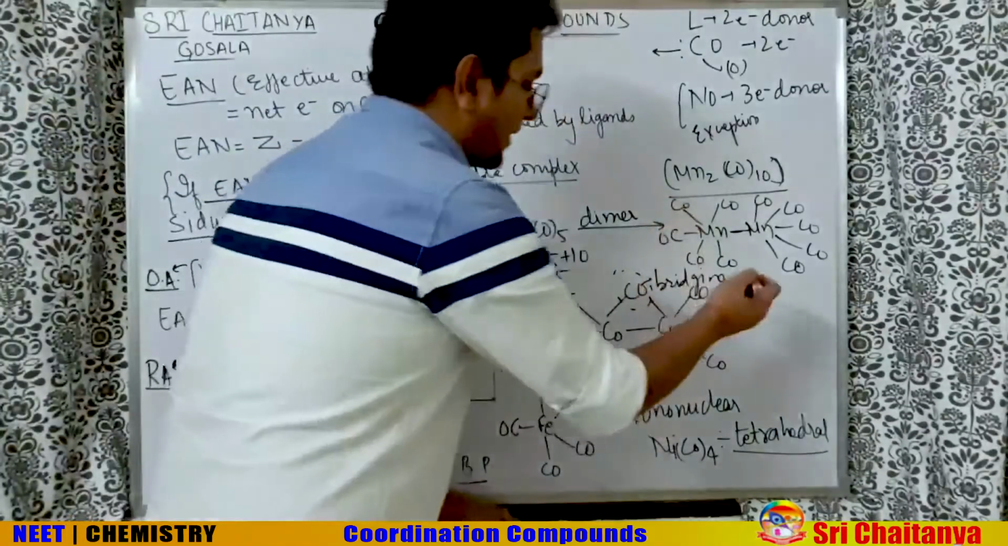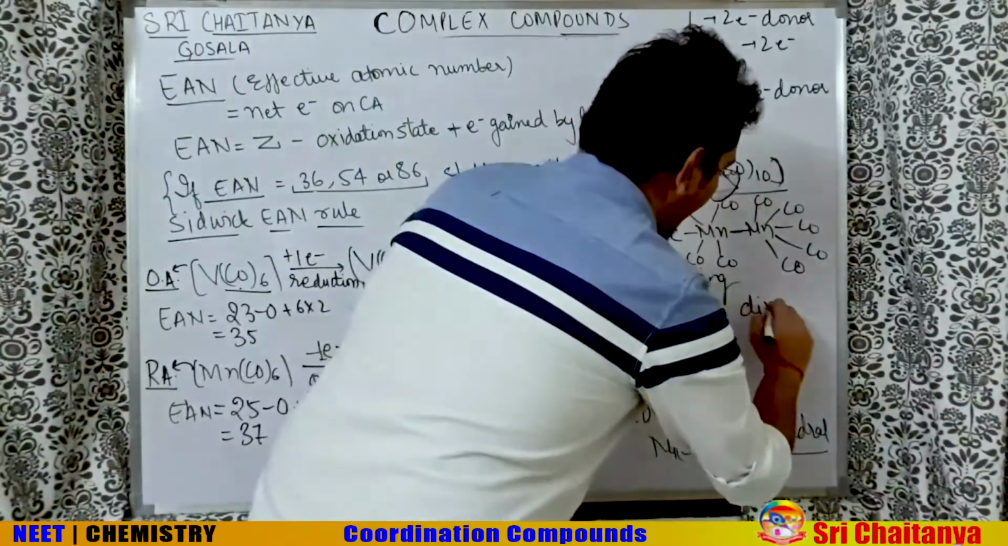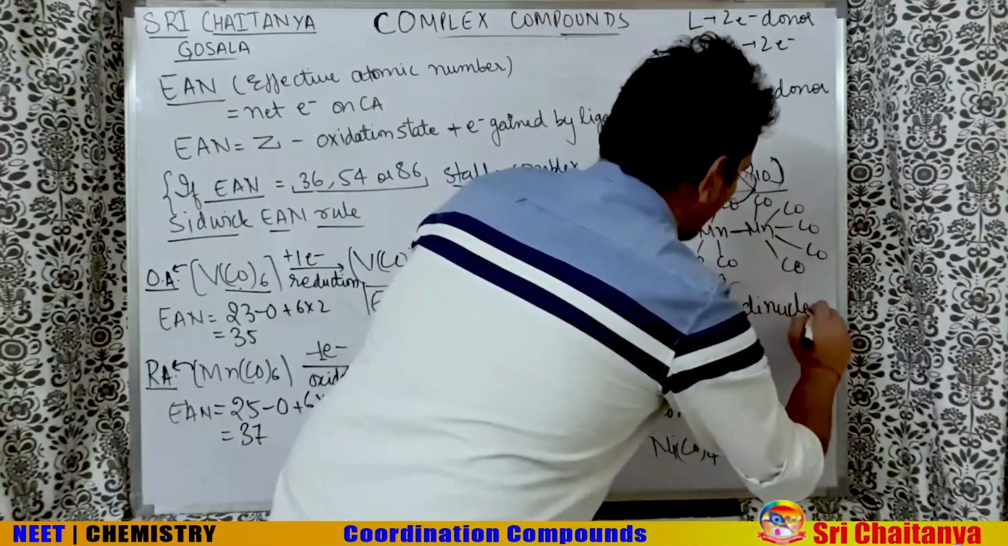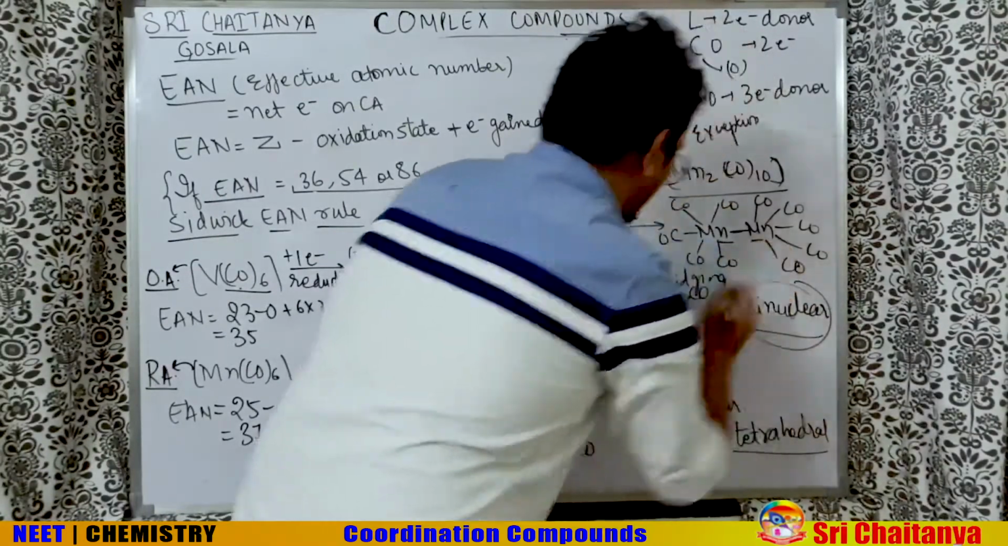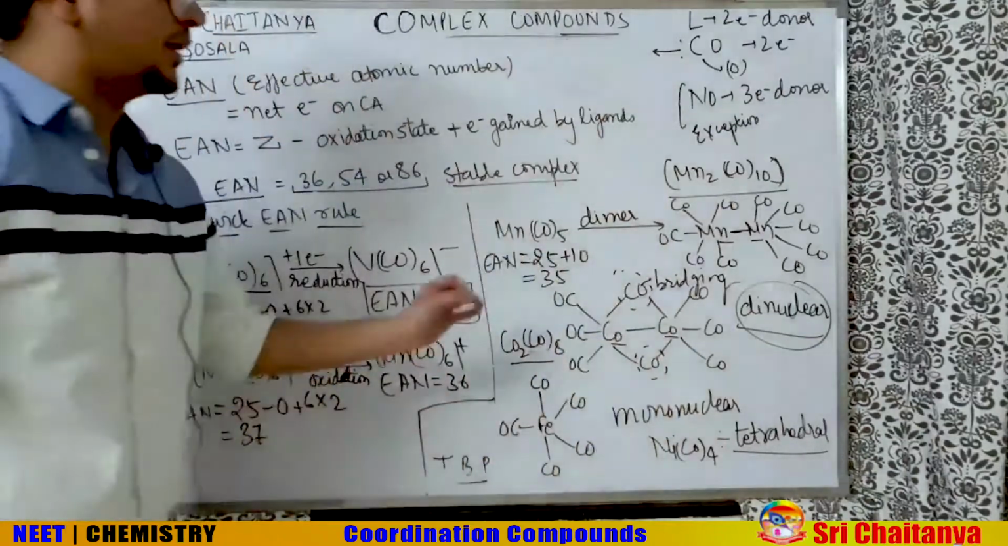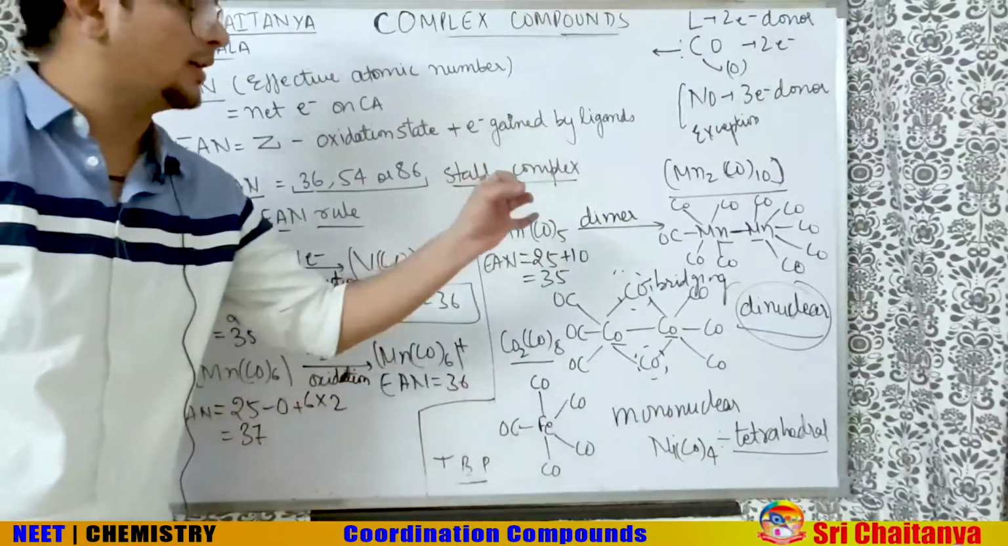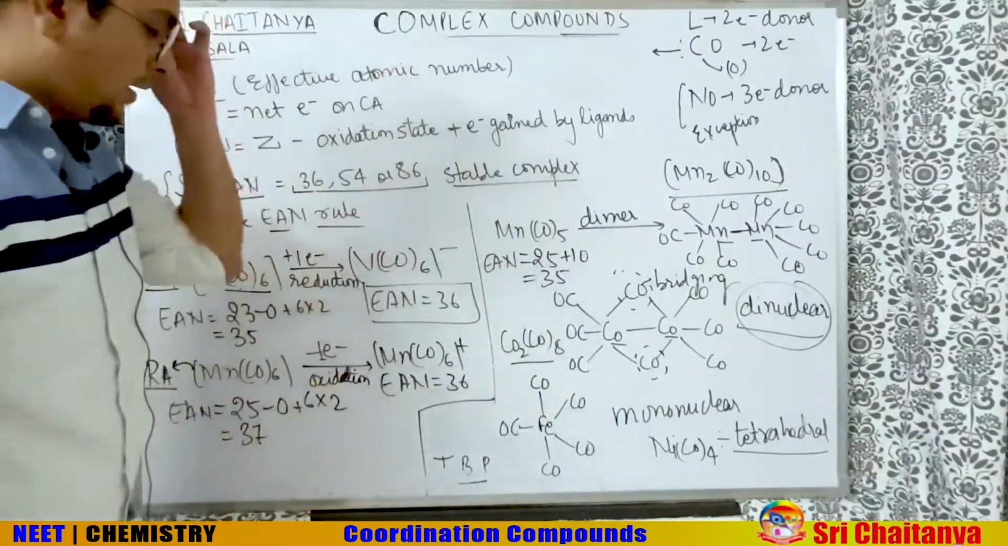And these are examples of dinuclear complexes. Dinuclear means there are 2 central atoms, you can check. There are 2 central atoms, so it is a dinuclear carbonyl compound or dinuclear complex.